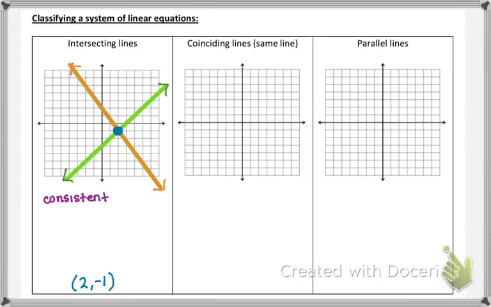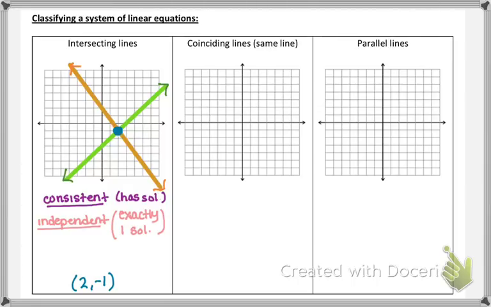New vocab here. Consistent, meaning that it has a solution. And then we say that if it has exactly one solution, we have another term for it. It's consistent, and it is also independent, meaning that it has exactly one solution. There's only one solution. It only intersects one time, and that particular solution in our case is 2, -1.